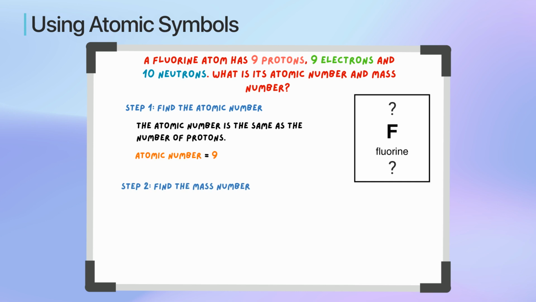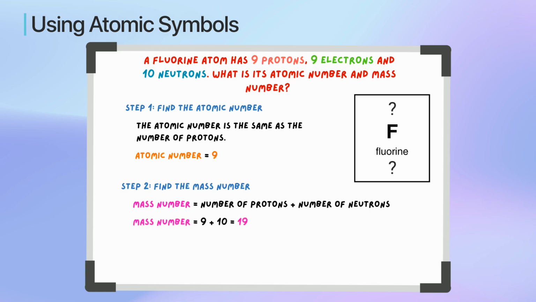Next, we work out the mass number. The mass number equals the number of protons plus the number of neutrons. As we know, there are 9 protons and 10 neutrons. The mass number equals 9 plus 10, which is 19. Hence, this fluorine atom has an atomic number of 9 and a mass number of 19.